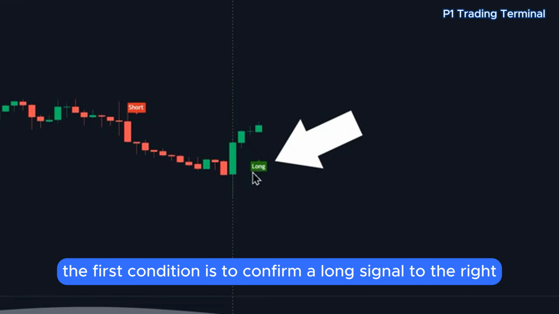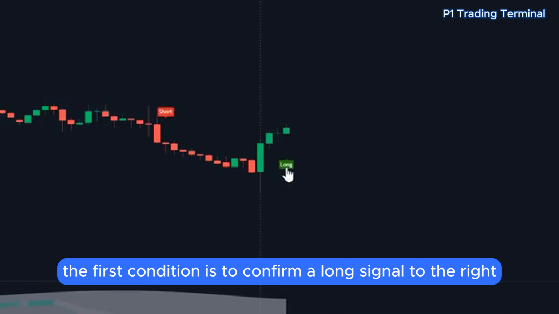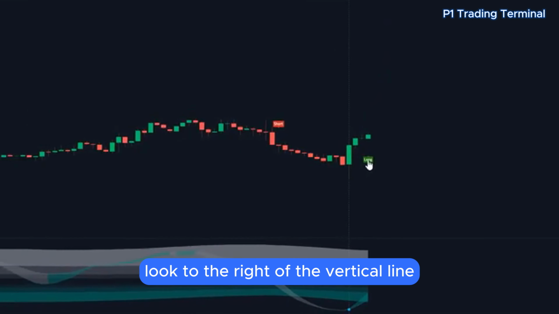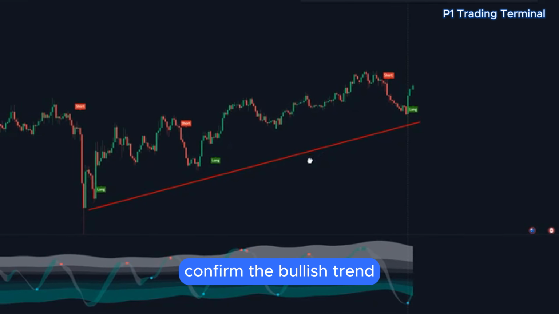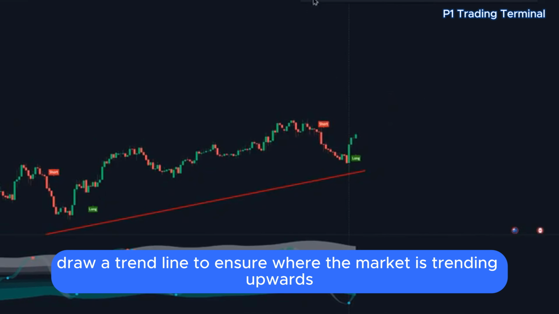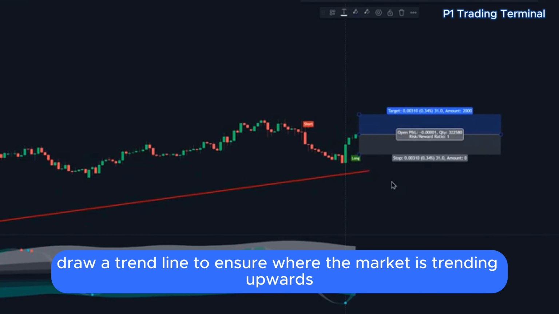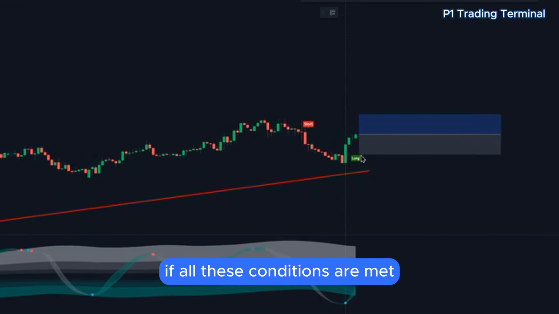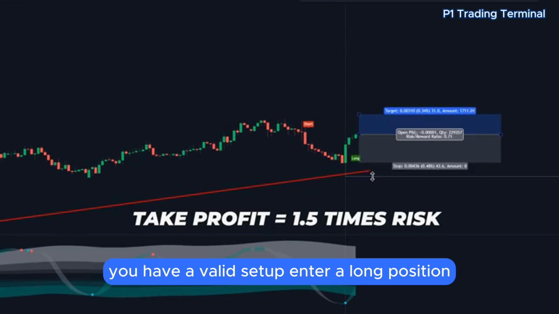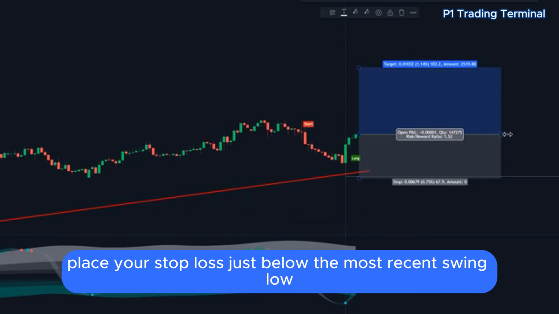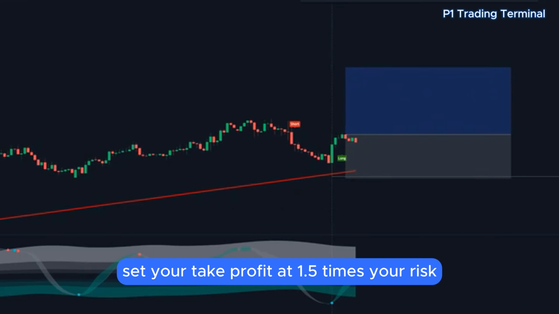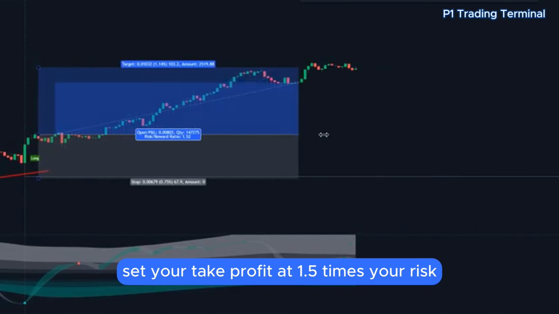The final condition is to confirm a long signal to the right. Look to the right of the vertical line and see if a long signal appears from the Pine Trades Market Beacon. Confirm the bullish trend: draw a trend line to ensure the market is trending upwards. If all these conditions are met, you have a valid setup. Enter a long position, place your stop loss just below the most recent swing low, and set your take profit at 1.5 times your risk.